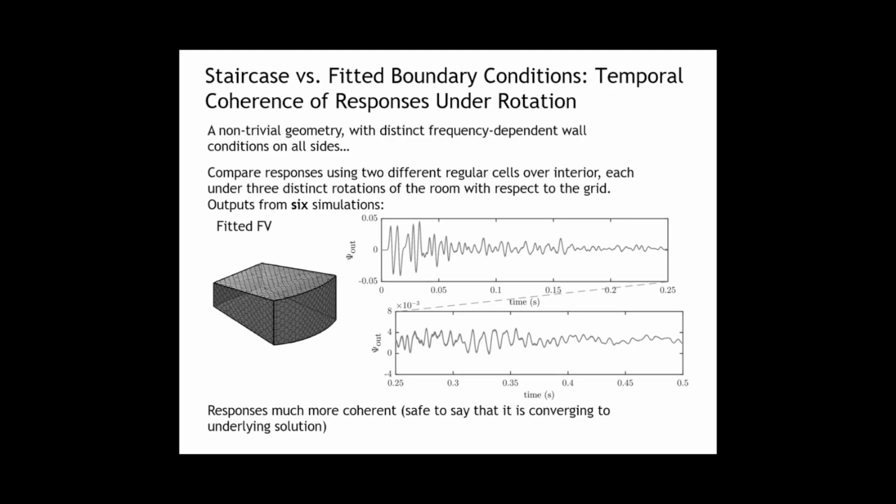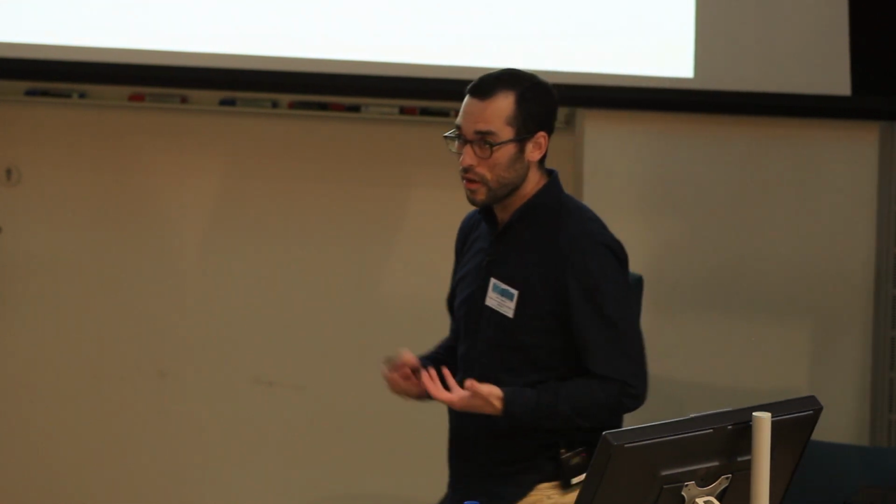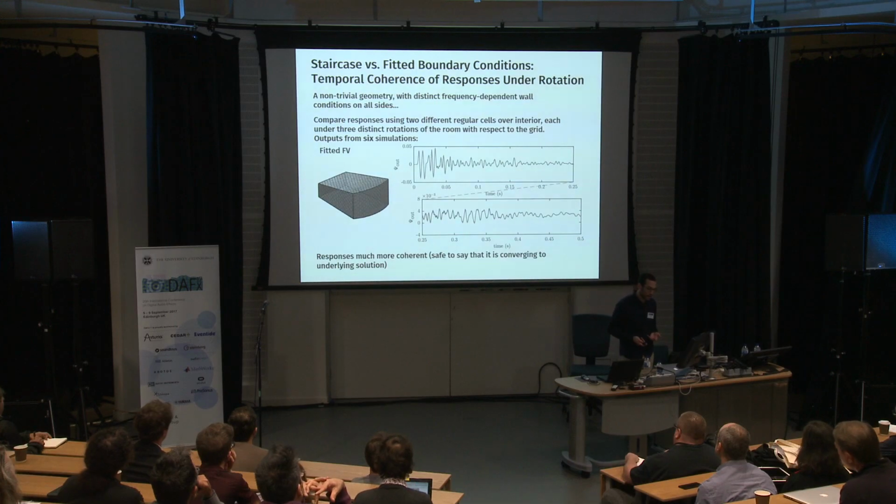If you now do the fitted approximation, with those 6 simulations, using 2 different cell types and 3 different rotations, they all return essentially the same response. That's telling you that you're converging to the unique underlying solution of the problem. So that's really useful as a reliability tool, I guess.